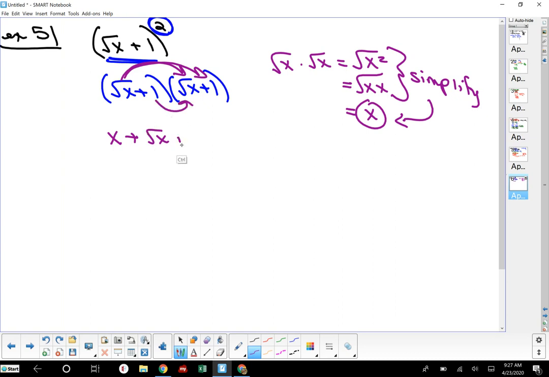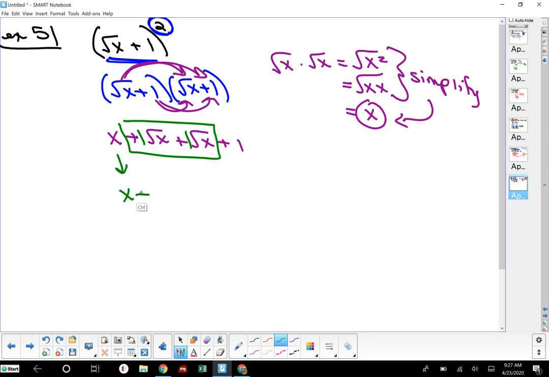1 times rad x is another rad x. And 1 times 1, please don't make that 2, is 1. Now the only thing that will combine here are these. And remember, there's invisible 1s in front of here. So this x will come down.